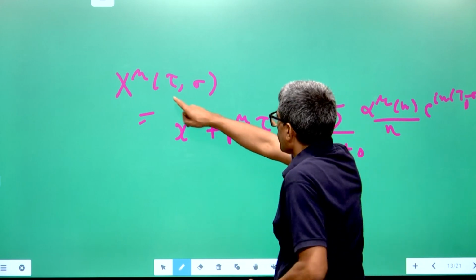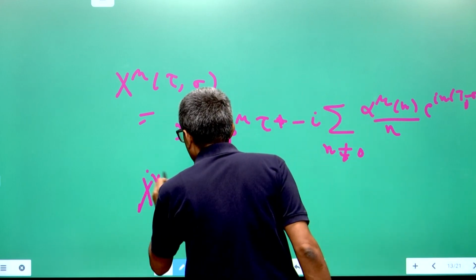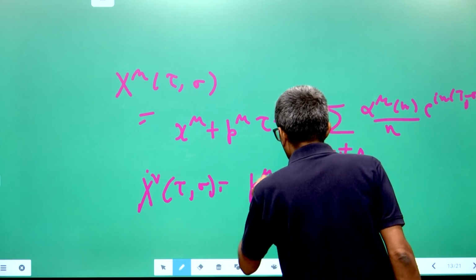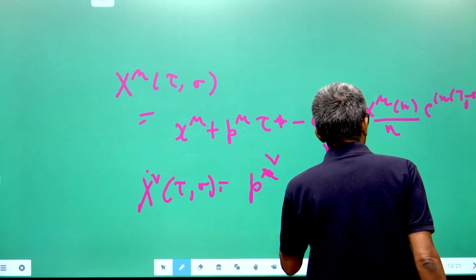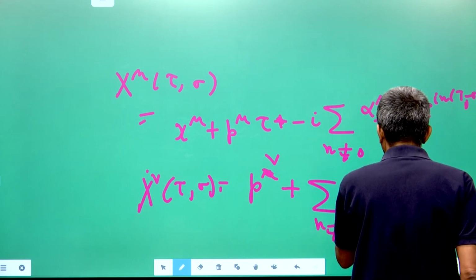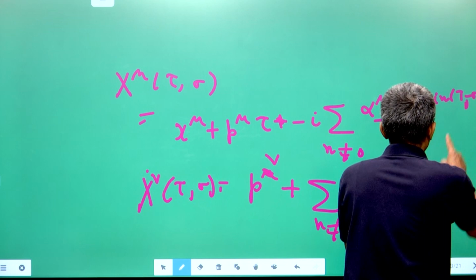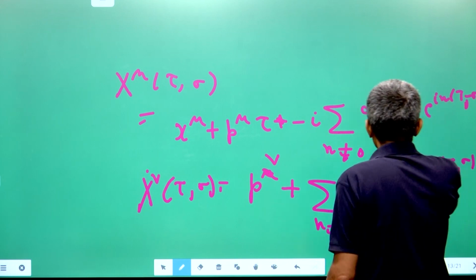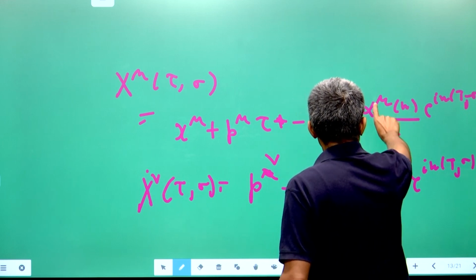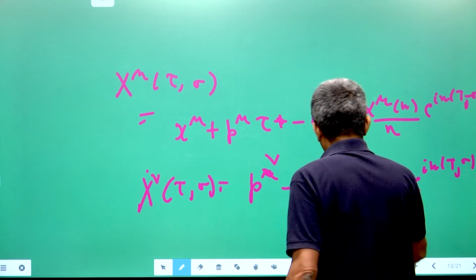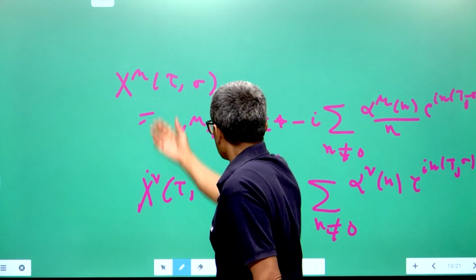If you calculate x nu dot, what do you get? X nu dot at tau sigma will give you p nu plus the summation over n not equal to 0 of alpha nu n, as the n will cancel out, times e power i n tau minus sigma. That is why I use this normalization: instead of writing an arbitrary coefficient, I write it as alpha mu n divided by n. Now you apply the commutation relations to this.